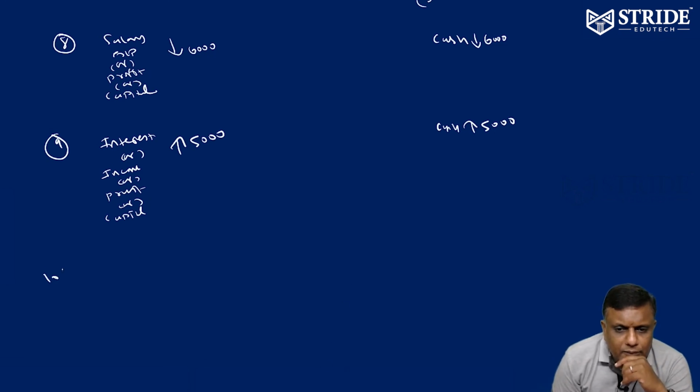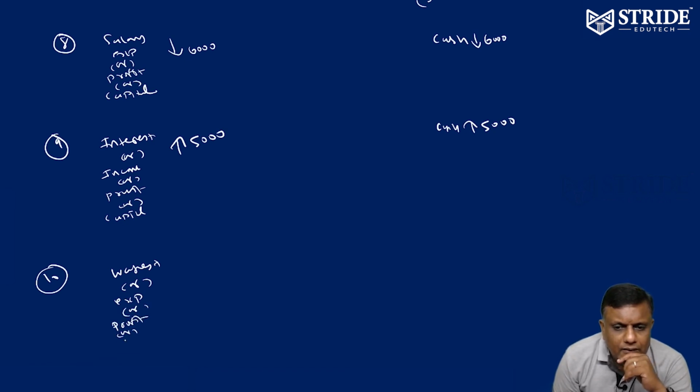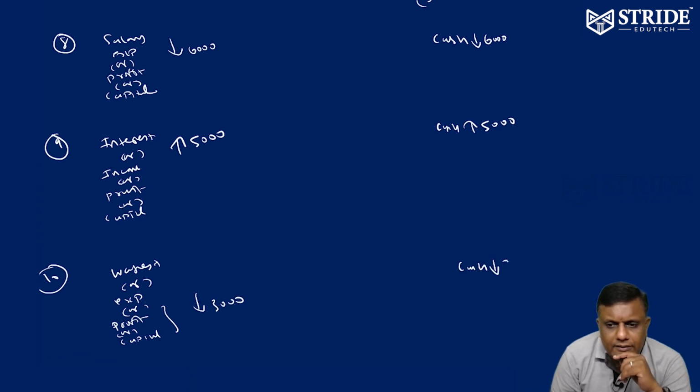Number 10. Wages or expense or profit or capital decreases by 3000, just like salary. Here cash decreases by 3000. That's it. Now you have to make a tally.